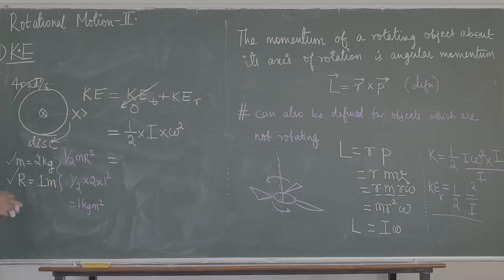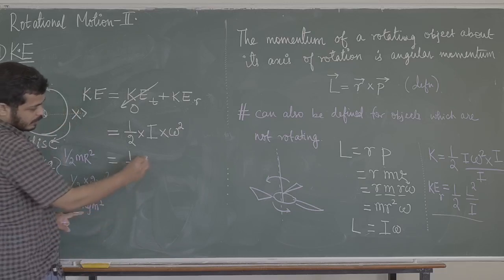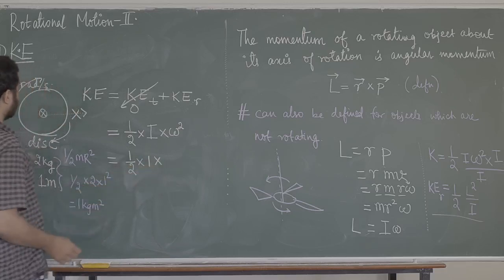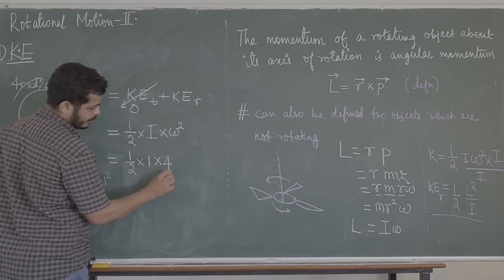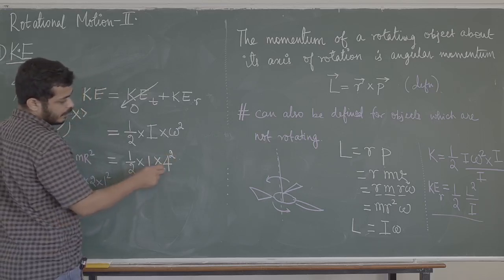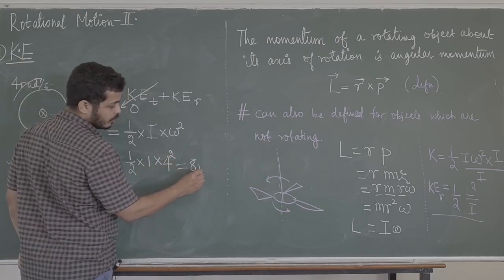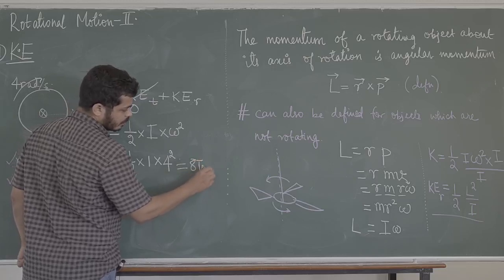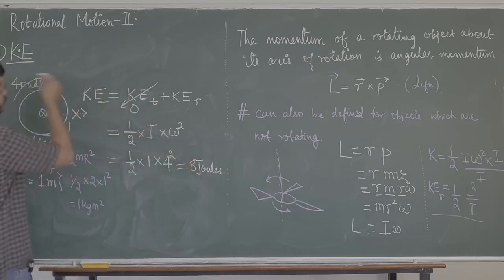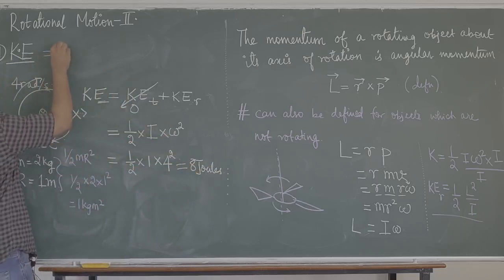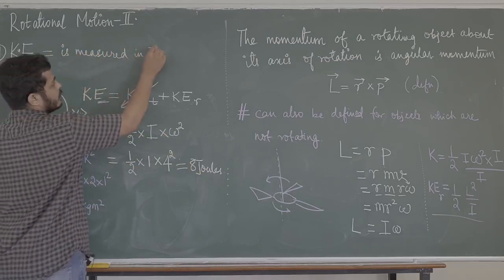It's SI units. So you can just write half multiplied by moment of inertia is 1. Just write 1 multiplied by omega square. So omega is equal to 4 over here. So you just put 4 squared. So how much is that? Half into 16, which is equal to 8. What is the unit? The unit will be joules, because this is energy, the unit of energy is joules. So even kinetic energy of rotation is measured in joules.